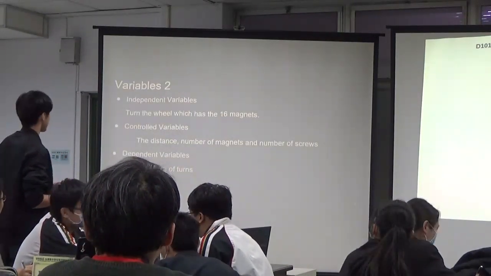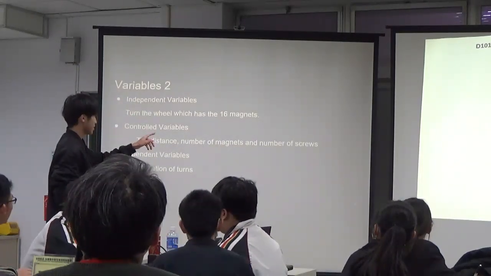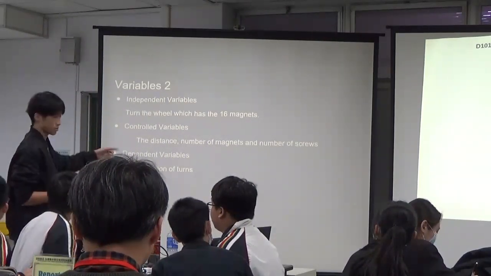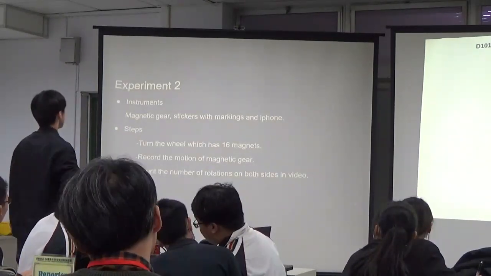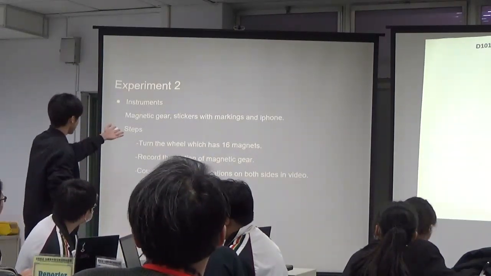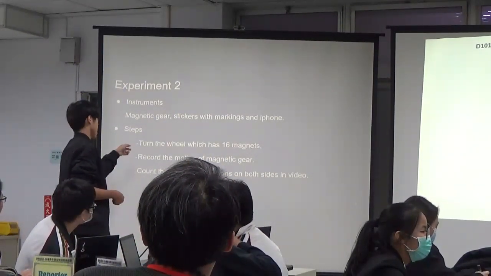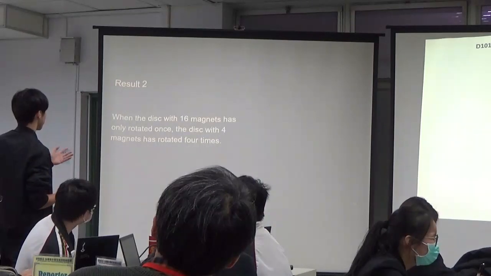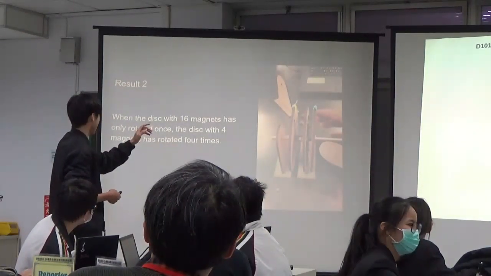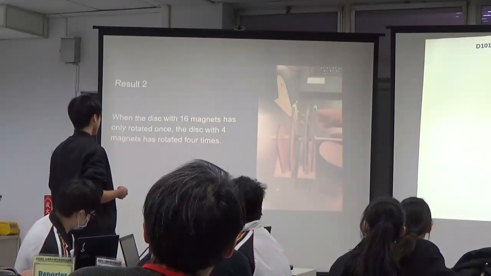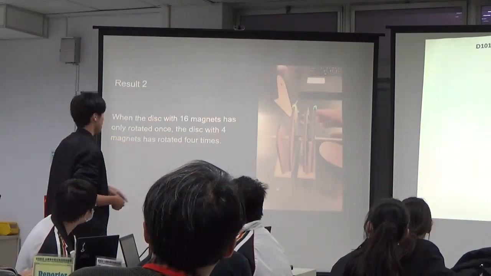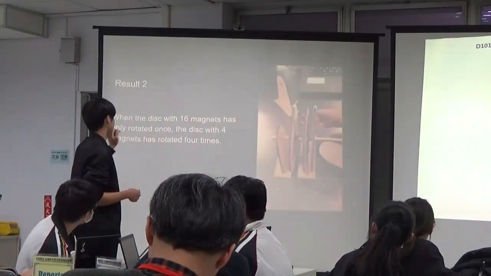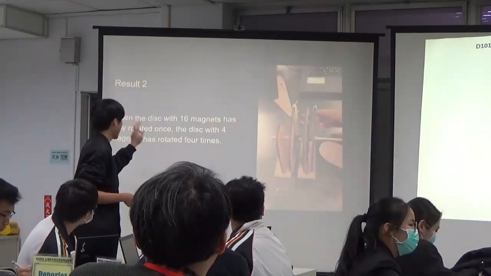So for another variable, we're going to turn the wheel which has 16 magnets, and we're going to control the same controller variables, and we're going to find out the ratio of turns. So in experiment 2, we have the same instruments, and we got the same size. Besides, we can turn the wheel which has 60 magnets. So as a result, when the disc with 16 magnets has rotated once, the disc with 4 magnets rotated 4 times. So we can find a ratio between the two discs. The ratio between the disc with 16 magnets and the disc with 4 magnets is 1 to 4.